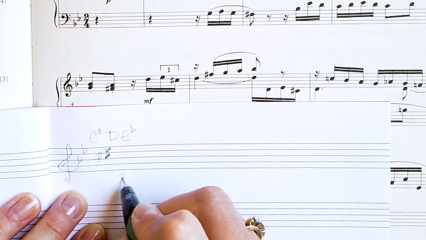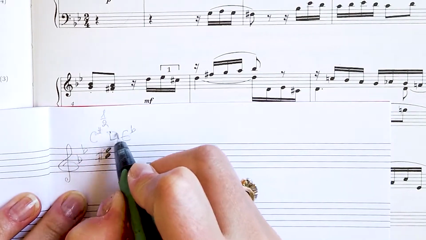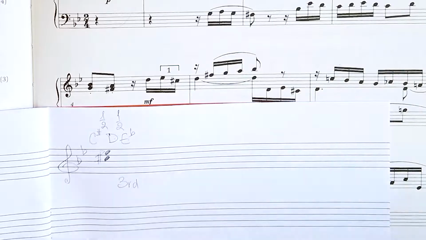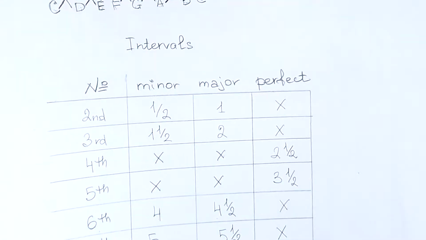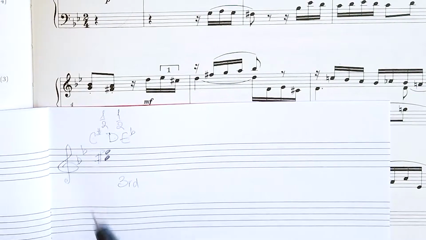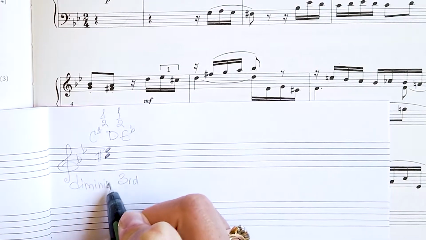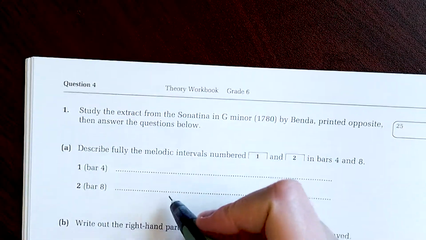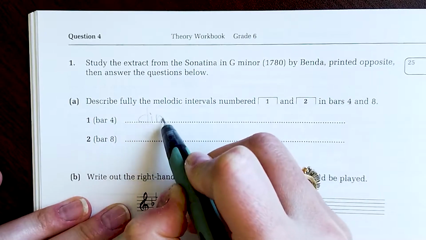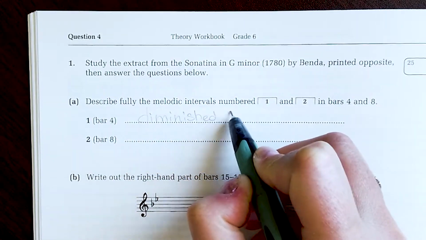C sharp, D and E is the third. Between C and D there is a half tone and another half. Altogether it's one tone. One tone for a third gives us its smaller version, the diminished version. Okay, and this we have to write in the answer here. So we have a diminished third.